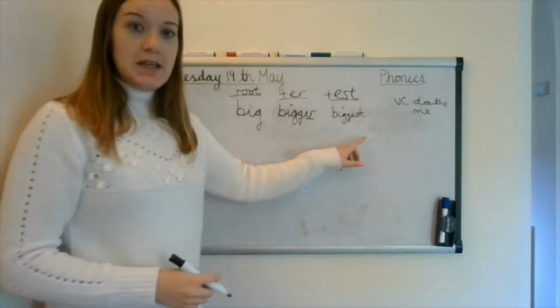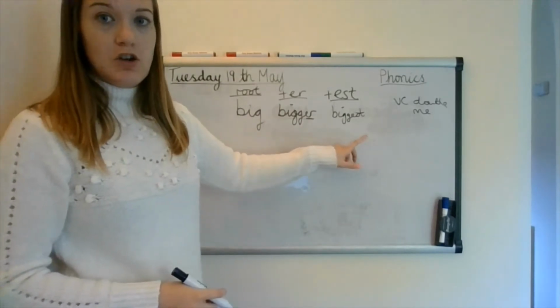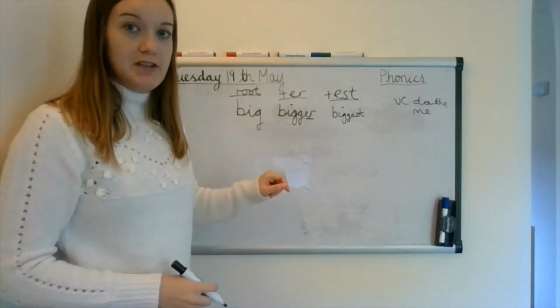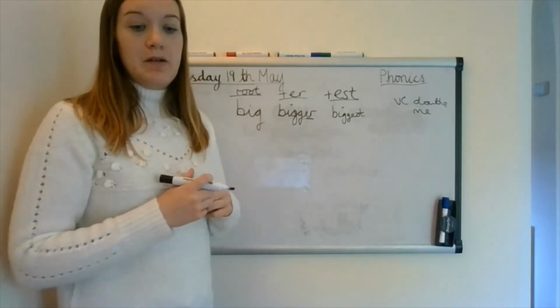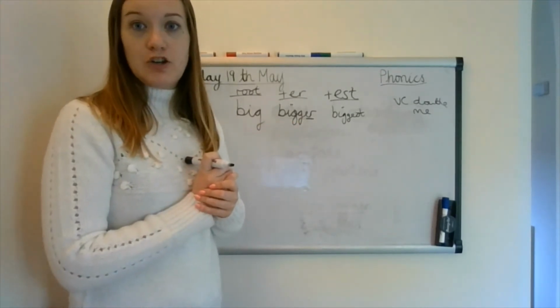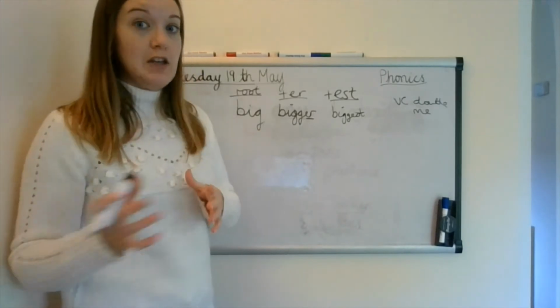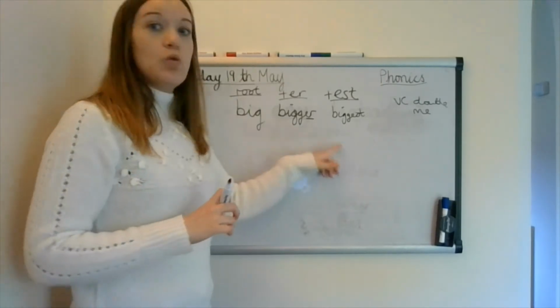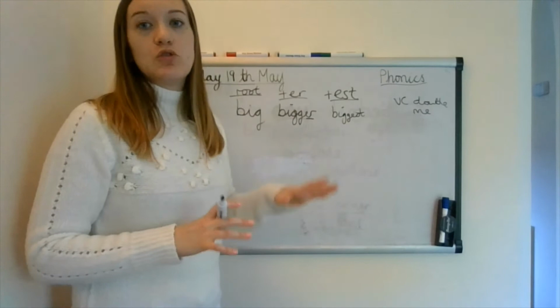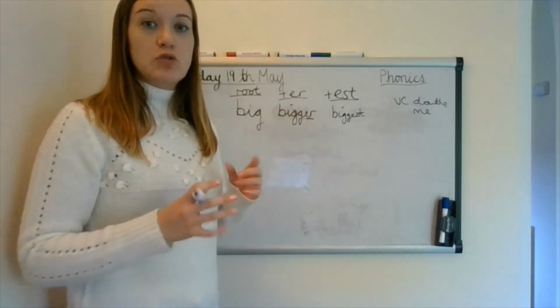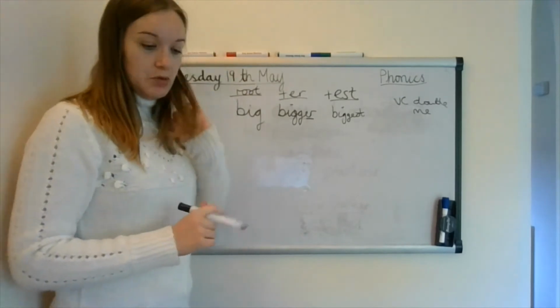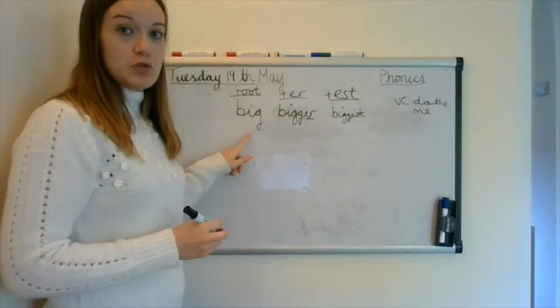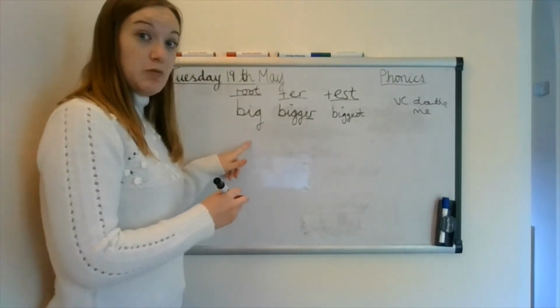So we use EST on the end of a superlative adjective when it is the most of something. So the biggest country in the world, or the biggest TV, or it could be the tallest, or the longest, or the shortest, but it's got to be the most of that thing. Okay, so I'm going to give you some more examples, and I'm going to put them in my root word column. You can do the same if you wanted to.